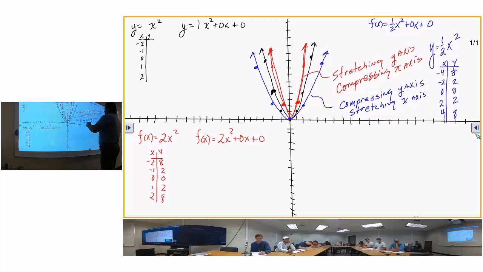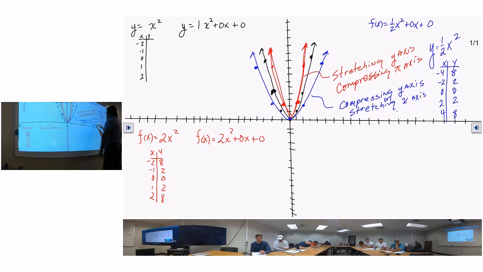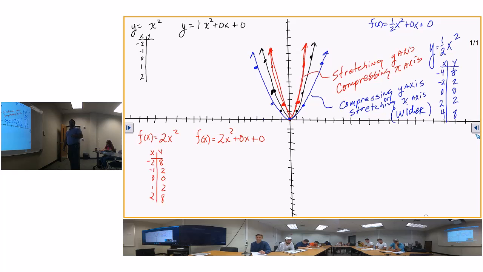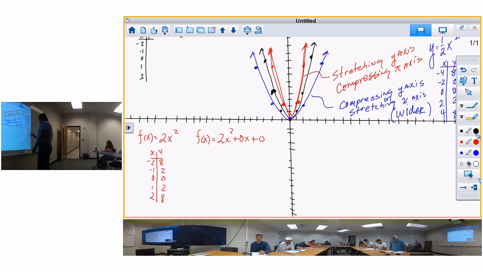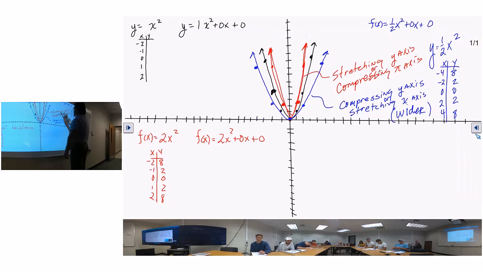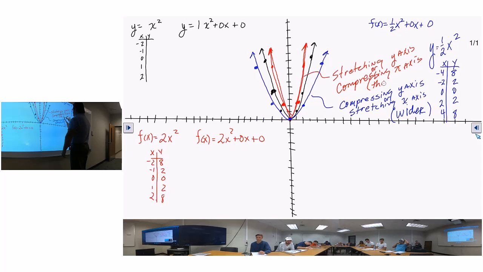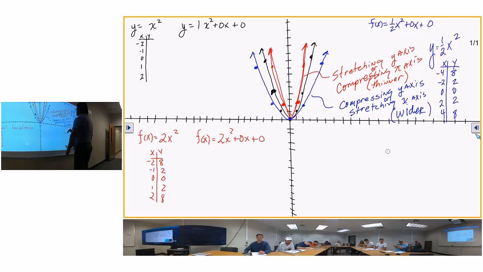Now, if you compress along the y-axis or stretch along the x-axis, you're going to have what? It's going to be wider, but you got to be more polished and refined. You can't just say wider. You have to say it's compressing along the y-axis and stretching along the x-axis, whatever. It's getting wider. For the previous one you got to be sophisticated and say it's stretching along the y-axis and compressing along the x-axis, or it's going to be what?